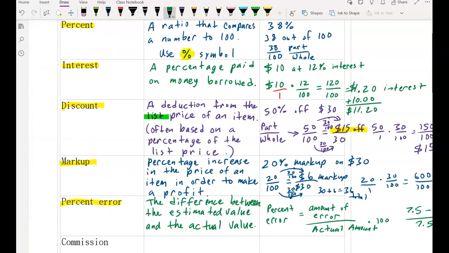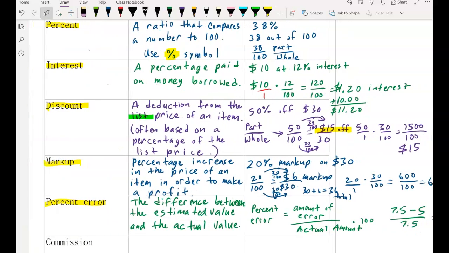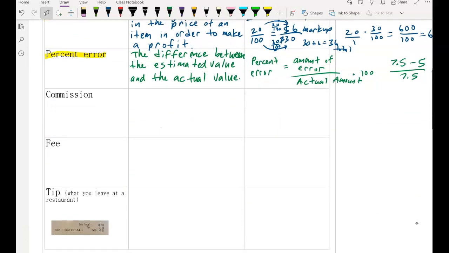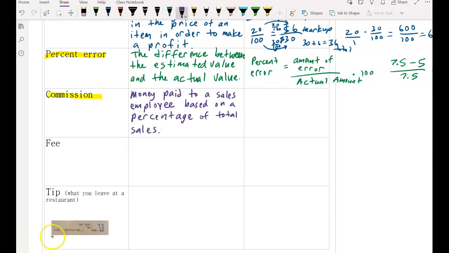Okay. Enough about percent error. Let's move on to commissions, fees, and tips. So, starting off, a commission. So a commission is money that's paid to a sales employee based on a percentage of total sales. So let's say somebody works in a furniture store or a used car lot or a new car lot. Those people get paid a percentage based on the amount of stuff that they sell and the value of the items that they sell. So let's take a look at a situation over here.